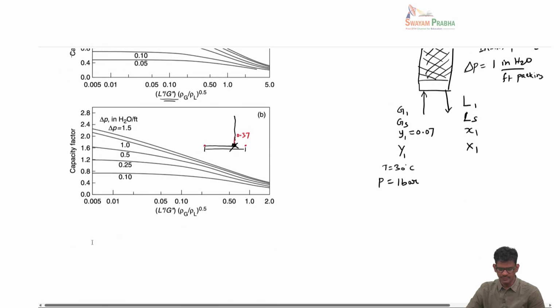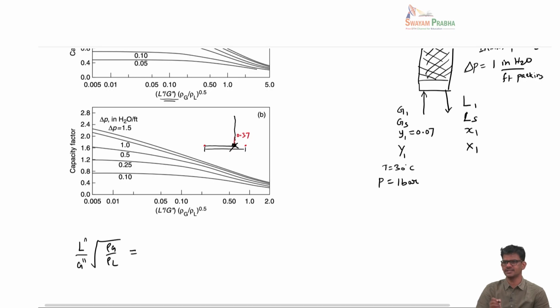Now in this problem, we first calculate the factor L double prime over G double prime times square root of rho G by rho L. Okay, this is the factor that we need to find out first. L double prime and G double prime are the liquid and gas mass velocities or mass fluxes, that is mass flow rate by the area. But since I am taking the ratio of the two, the area will get cancelled, so I can very well write it in terms of the mass flow rates itself.